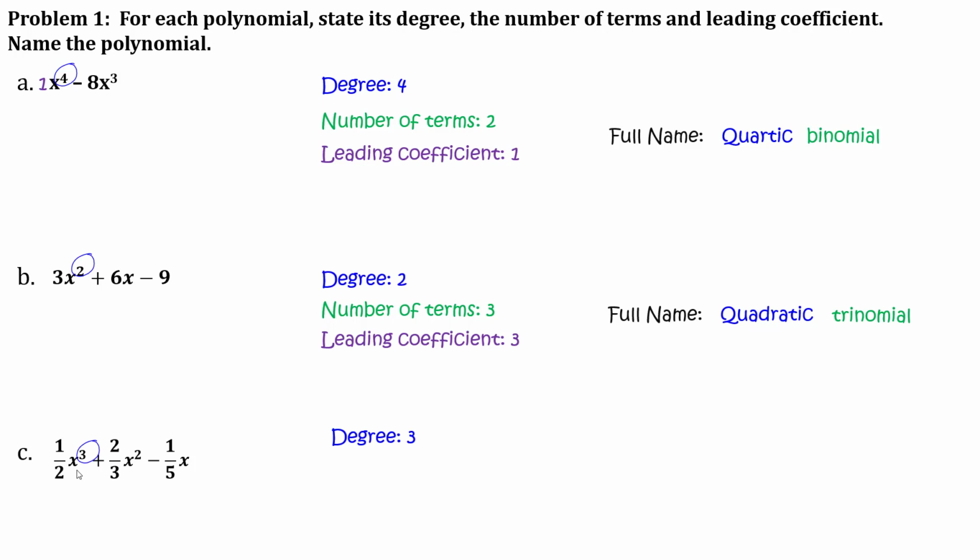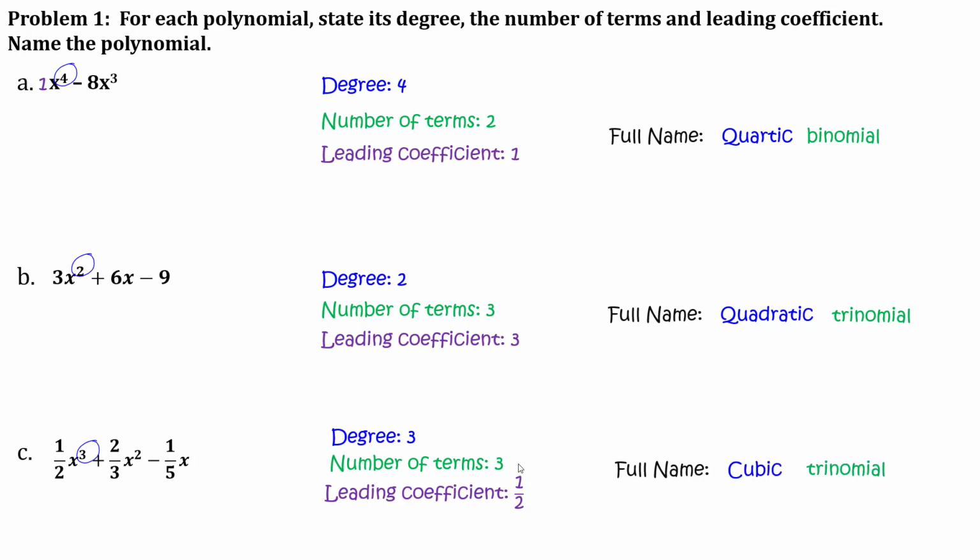The degree is 3 because that's the highest power on the variable part. The number of terms is 3. 1/2 x cubed is the first term, 2/3 x squared is the second term, and negative 1/5 x is the third term. And the leading coefficient is 1/2. So the full name, a third degree polynomial we call cubic. If there's 3 terms, we'll call them trinomial. So it's a cubic trinomial.